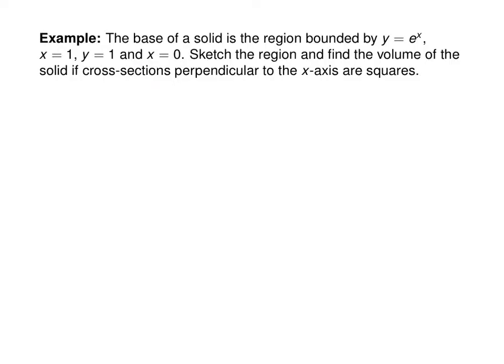Now we have the base of a solid is the region bounded by y equals e to the x, x equals 1, y equals 1, and x equals 0. So first let's graph the region, and find the volume if the cross-sections perpendicular to the x-axis are squares. So e to the x goes through the point 0, 1.